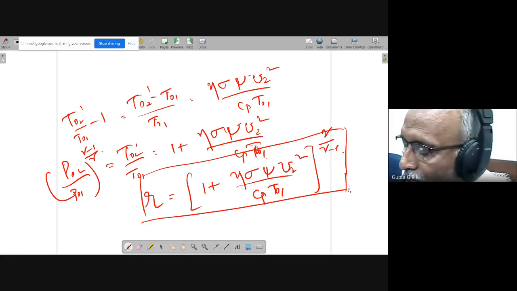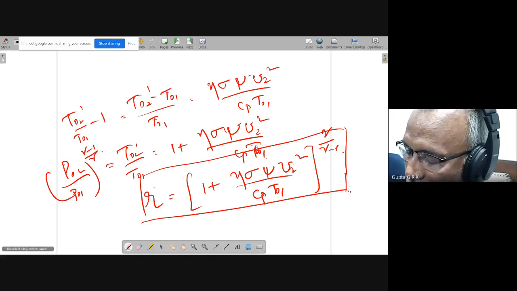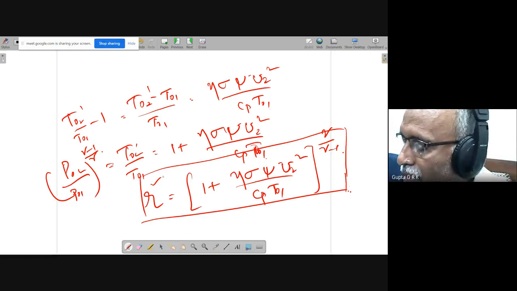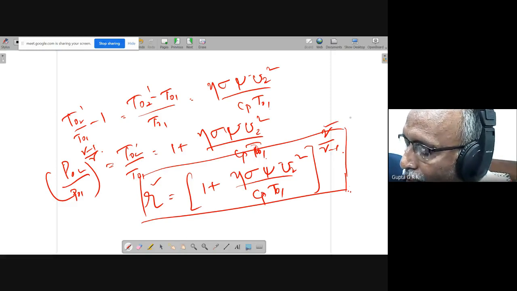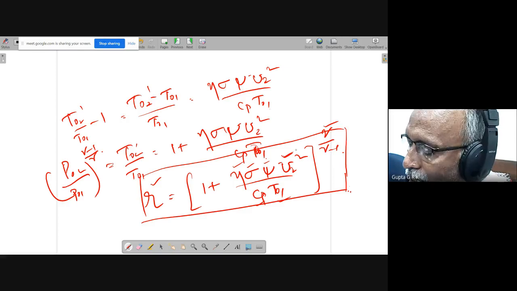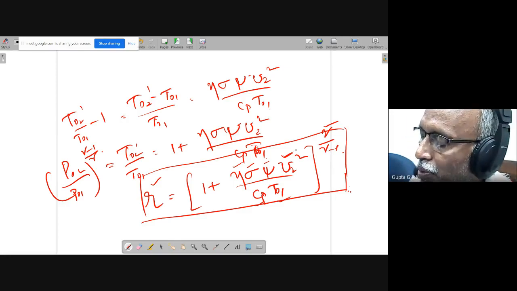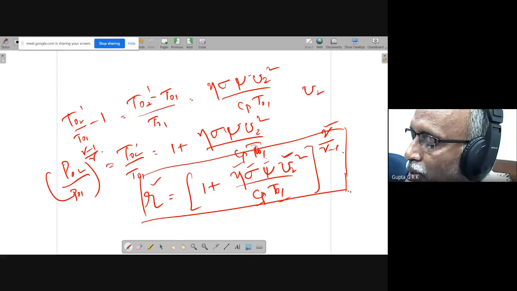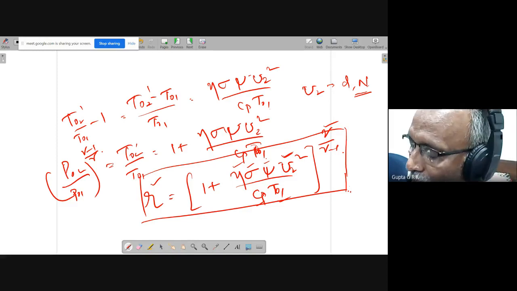Okay, so here if you see what are the factors that affect R. Gamma depends on the working fluid, Cp also depends on the working fluid, T01 is the atmospheric temperature, and eta is the efficiency of the impeller, sigma 0.9, psi 1.04, all are almost fixed. So it depends on the speed, U2. U2 depends on the diameter or size of the impeller and the RPM. So everything depends on U2.